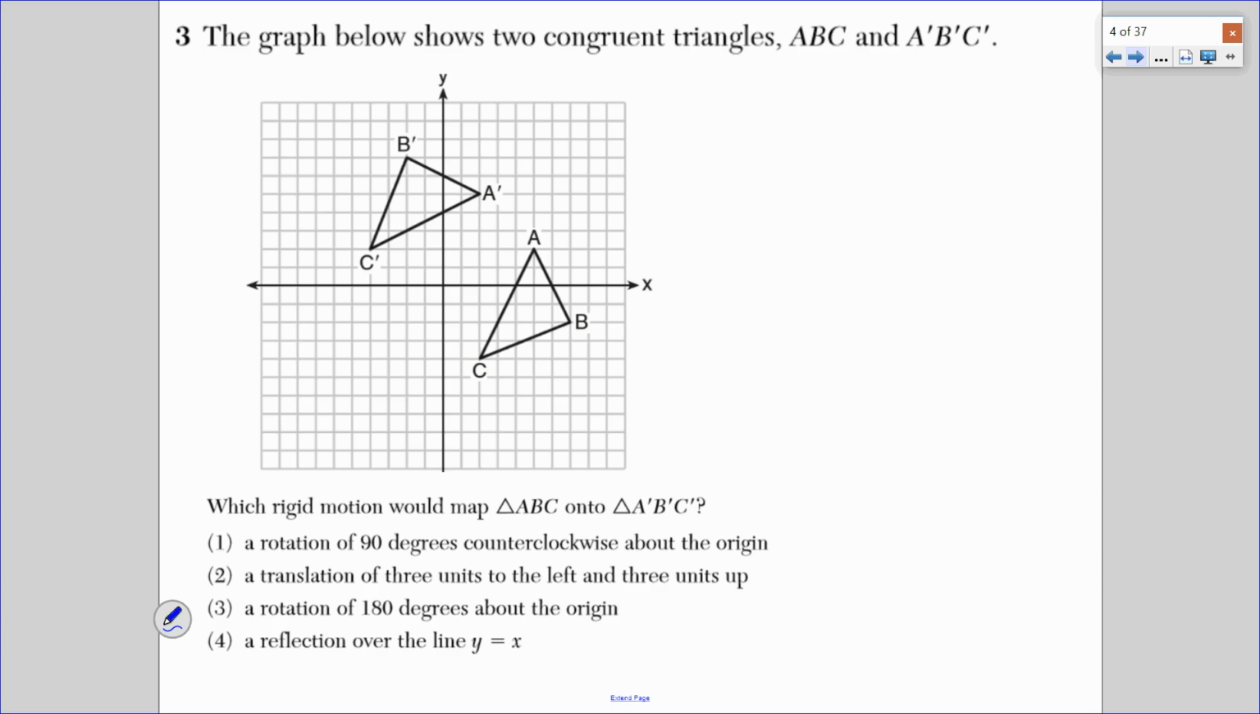Number three, the graph shows two congruent triangles, ABC and A'B'C'. Which rigid motion would map triangle ABC onto triangle A'B'C'? Well, we can go through each one and see which one it is. Hopefully, by looking at it, you can see. Now, there's actually a really easy way to do this. What I would tell my students is, when identifying rigid motions, check for orientation. If you check for orientation, you're going to have your answer.